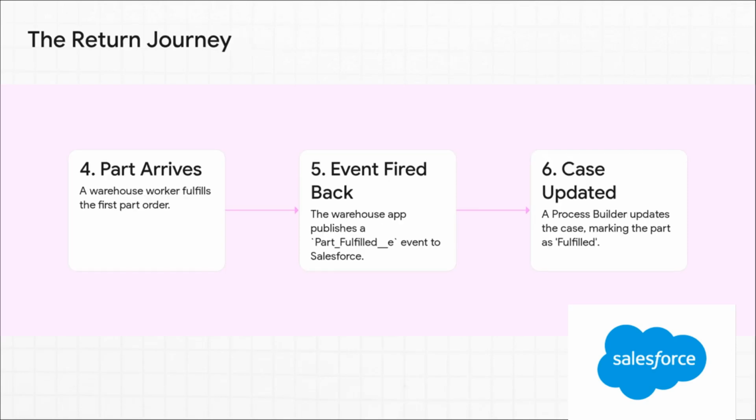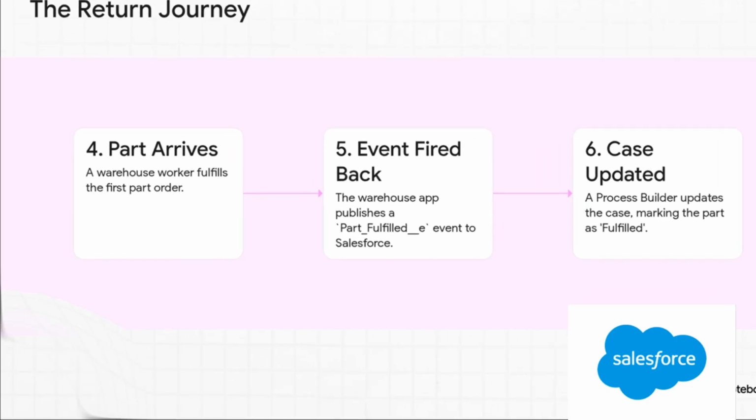Now the systems start talking back. As a warehouse worker scans the first part that arrives, that external app publishes a new event. This time it's a part fulfilled event, and it sends it back to Salesforce. A process builder inside Salesforce is subscribed to this channel, and when it gets the message, it automatically updates the case to show that, yep, the first part has arrived. The two systems are communicating without any direct, brittle integration.